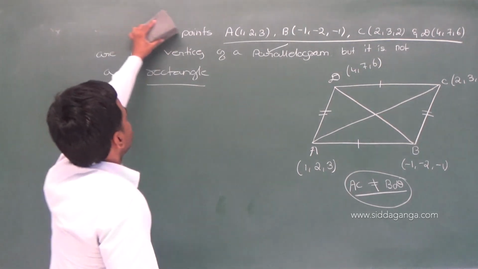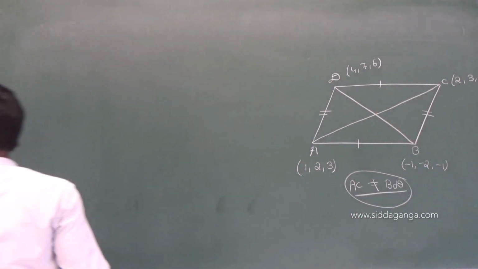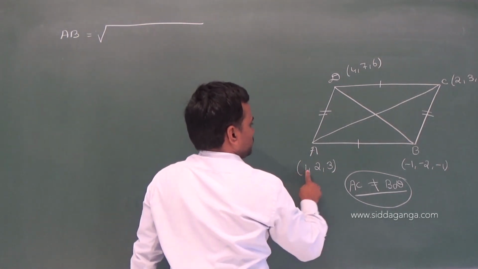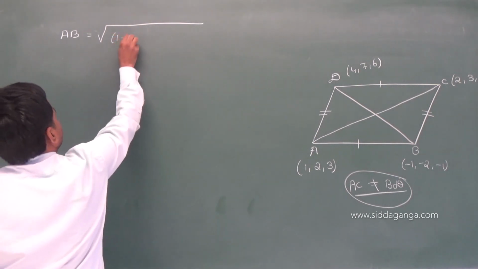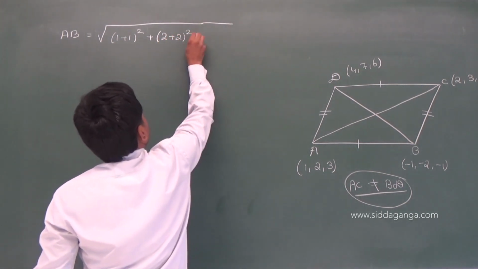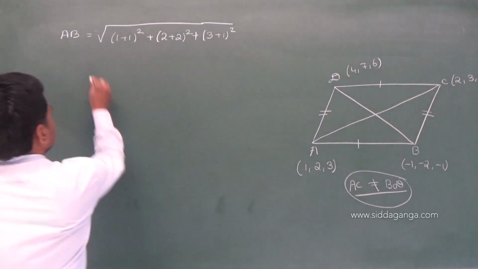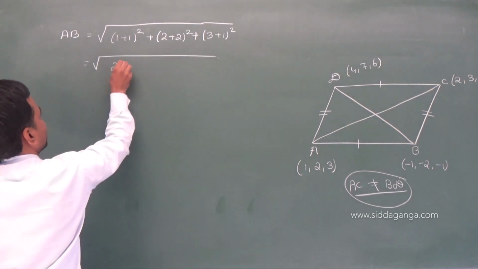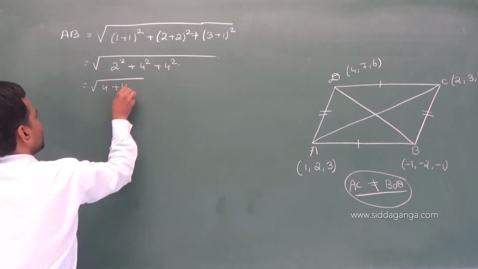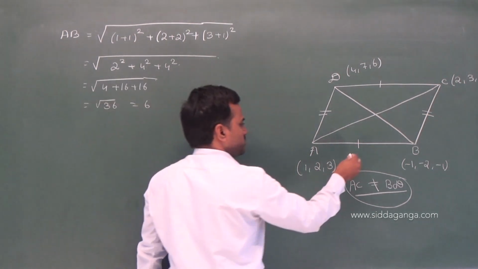Check one by one. First, we check whether it is a parallelogram or not. For that, we find the opposite sides. First, AB. Square root of, using the distance formula, (1 minus of minus 1, that means 1 plus 1) whole square, plus (2 minus of minus 2, plus 2) whole square, plus (3 minus of minus 3, plus 3) whole square. That is equal to 2 square plus 4 square plus 4 square, which is 4 plus 16 plus 16. Correct? So root 36, it is 6. AB is equal to 6.